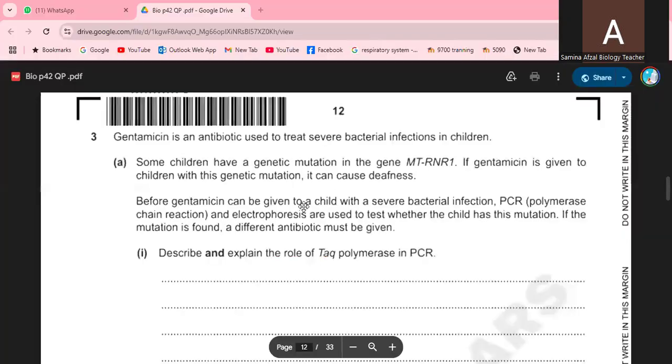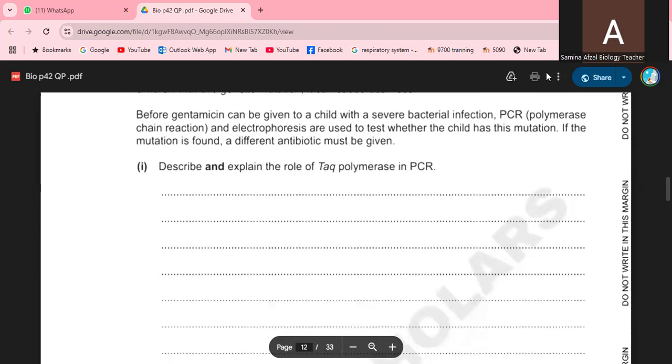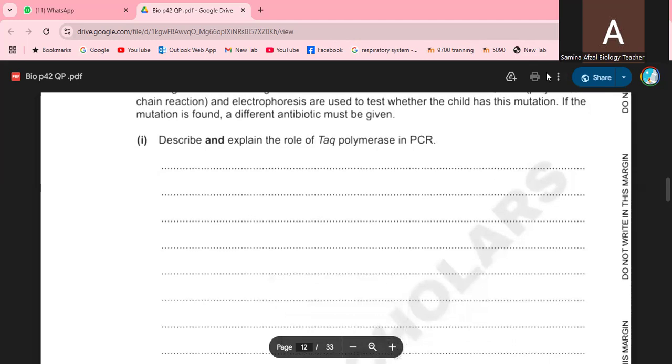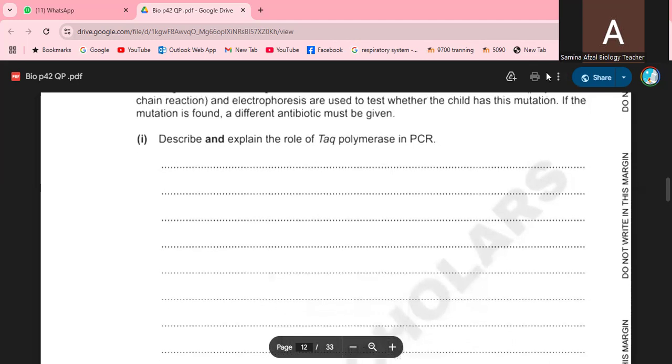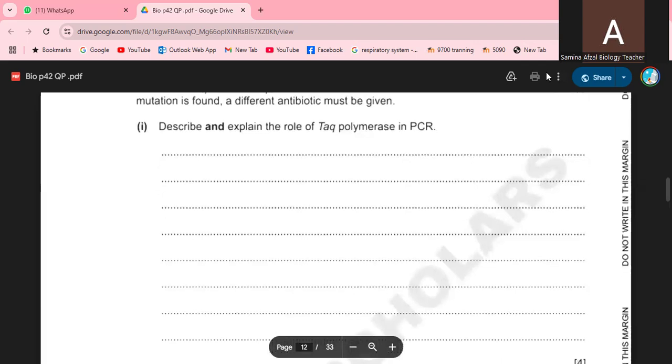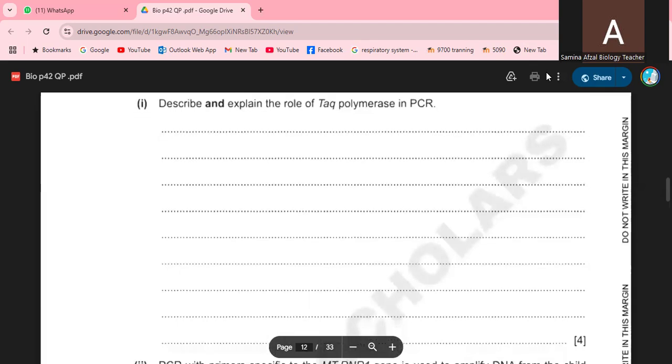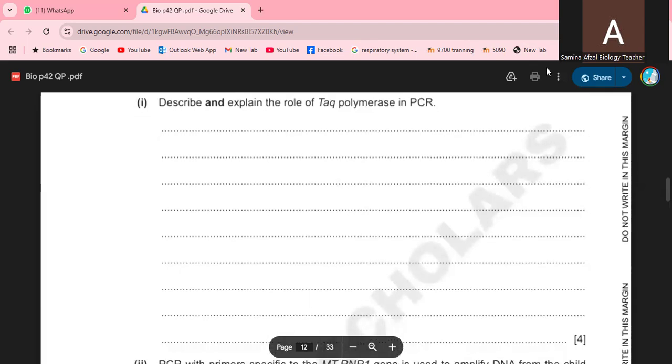Gentamicin is an antibiotic used to treat severe bacterial infections in children. Some children have a genetic mutation in the gene MTRNR1. If gentamicin is given to children with this genetic mutation, it can cause deafness. So before gentamicin can be given to a child with a severe bacterial infection, PCR, polymerase chain reaction, and electrophoresis are used to test whether the child has this mutation. If the mutation is found, different antibiotics must be given. So describe and explain the role of Taq polymerase in PCR.